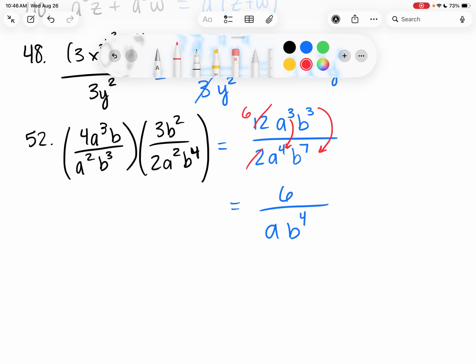So I combined across the top first to get 12a cubed b cubed over 2a to the 4th b to the 7th. So when we're multiplying things, we add their exponents together. And then I simplified the 12 and the 2 to 6. And then I moved the a cubed and b cubed to the bottom by subtracting to get a b to the 4th.